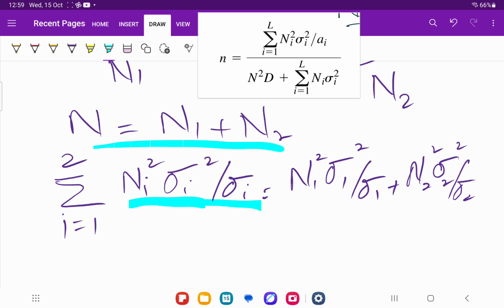Okay, so this is, sorry, a is not a sigma, let me correct a little mistake here. This is a i, so a1, a2. Okay, so this is not a sigma, rather a.